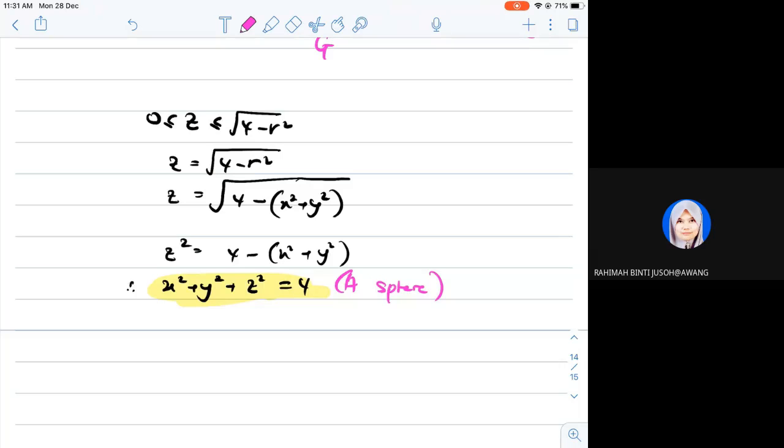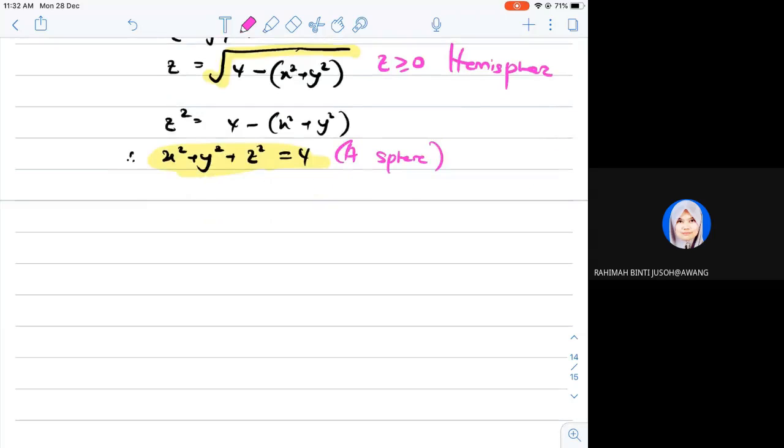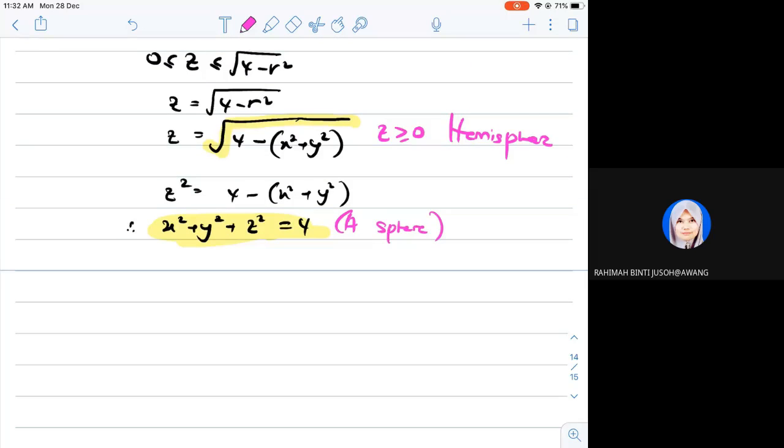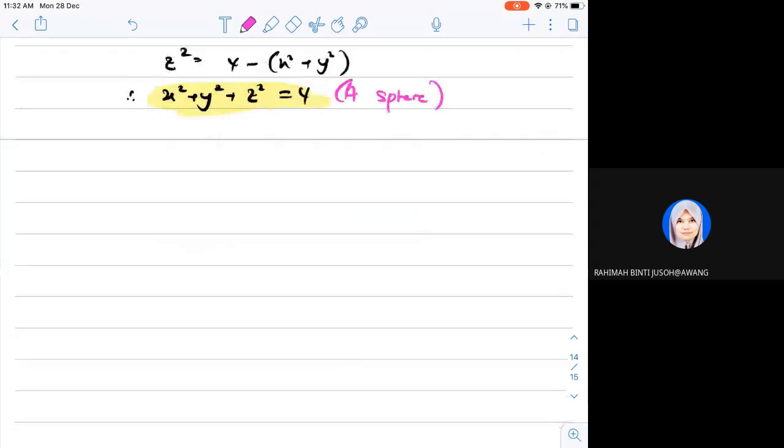However, guys, the original equation here, we have square root sign. Which means that z must always be greater than 0. So we will have a hemisphere. So soalan ni sebenarnya hemisphere. Okay, kita tengok yang asal lah. Dia ada square root sign. So a hemisphere, positive. So let us sketch the region G.